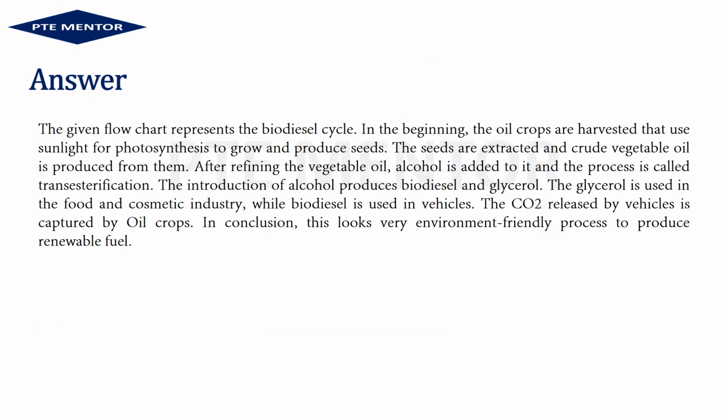The given flow chart represents the biodiesel cycle. In the beginning, the oil crops are harvested that use sunlight for photosynthesis to grow and produce seeds. The seeds are extracted and crude vegetable oil is produced from them. After refining the vegetable oil, alcohol is added to it and the process is called transesterification.